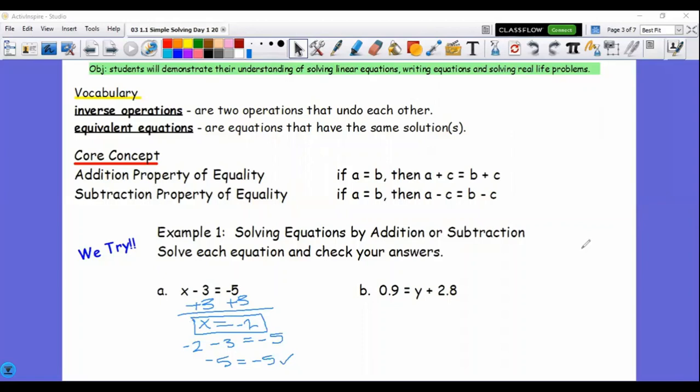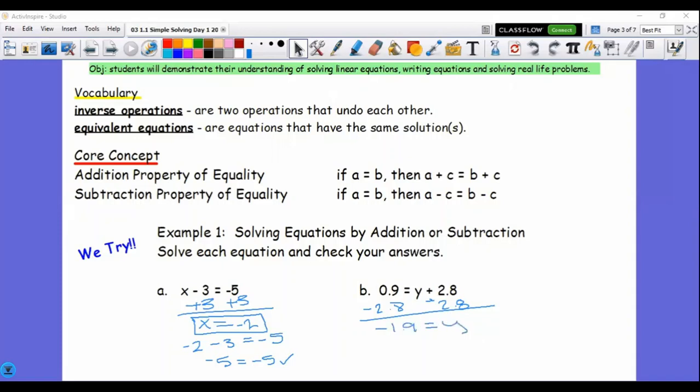So let's try one more. Let's try part B. Part B, I have 0.9 equals y plus 2.8. So to isolate my y, I need to do the opposite operation of addition, or the inverse. So I am going to subtract 2.8 from both sides of my equation. So remember, whatever you do to one side of the equation, you have to do to the second side because we want to keep it balanced. So 0.9 minus 2.8 gives me negative 1.9.